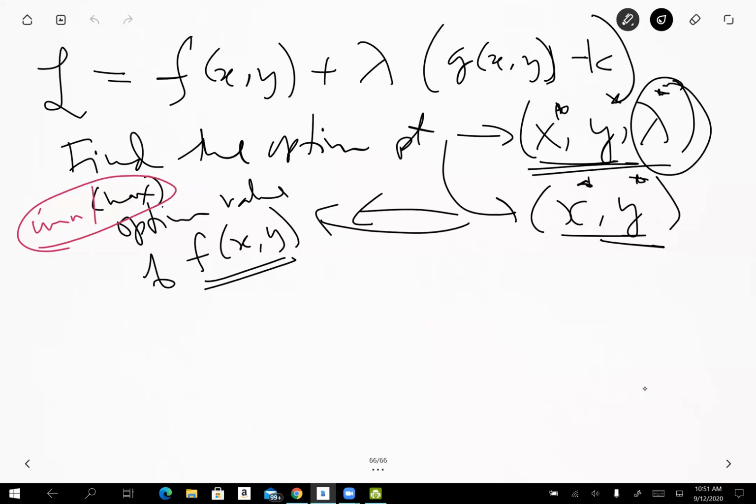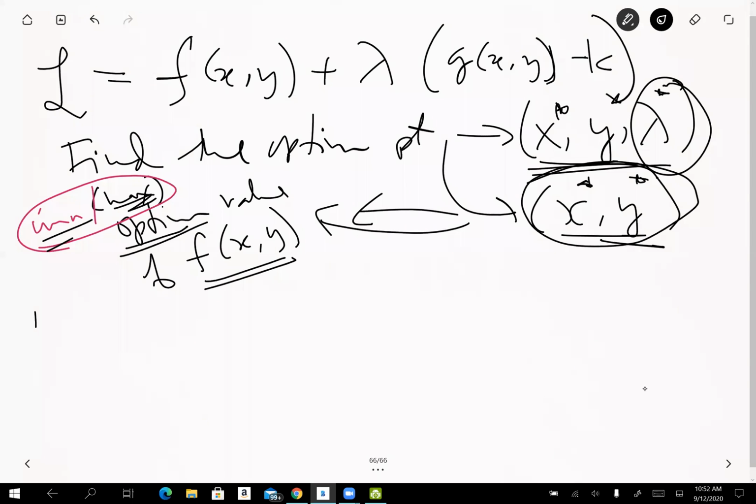And our problem is you want to find the optimum point, x, y, call it x star, y star. And then of course, given that point, you want to find the optimum value of the objective. It can be maximum, it can be minimum, depending on the problem. Clear? Any question about the method? Now, how do you find the solution? This is how you find the solution.